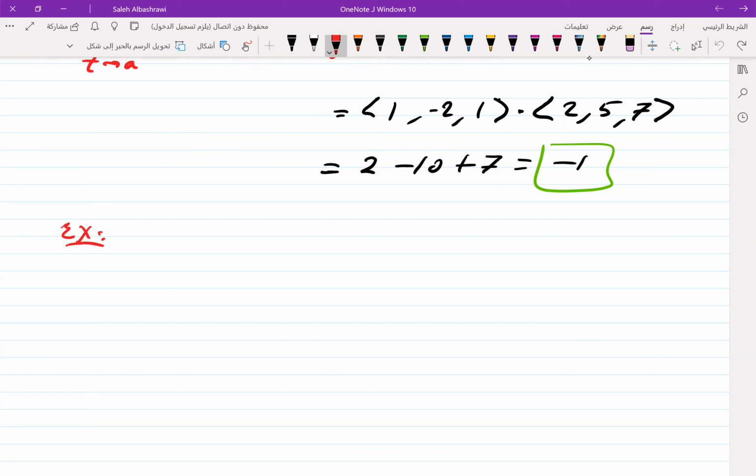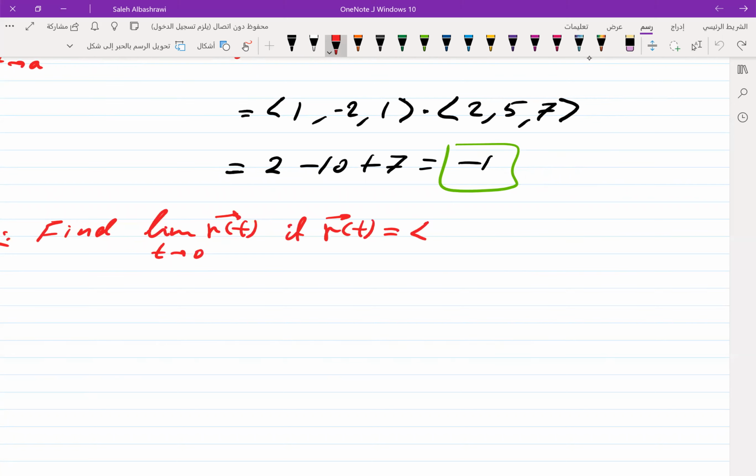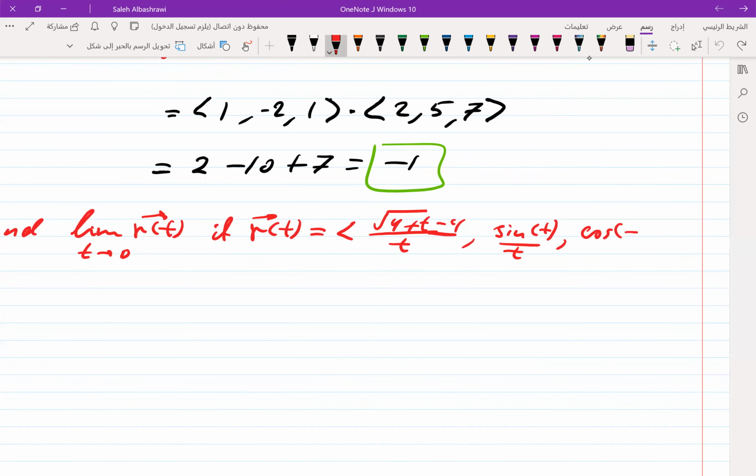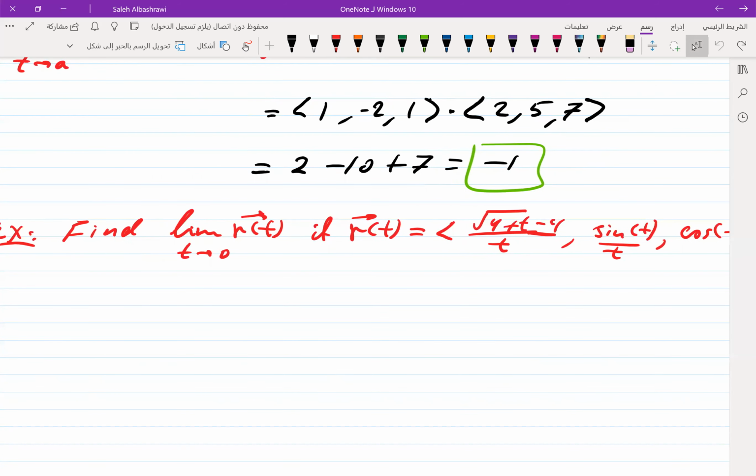Example. Find the limit as t goes to 0 of r(t) equal to the first component (square root of 4 plus t minus 4) over t. The second one is sine t, and the third one is cosine of t. Find the limit for this vector function.